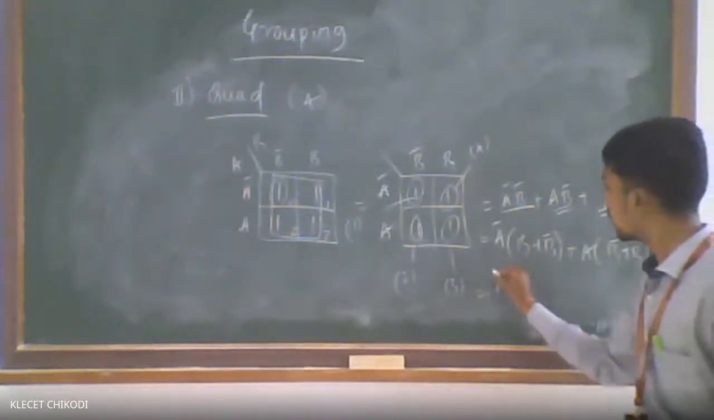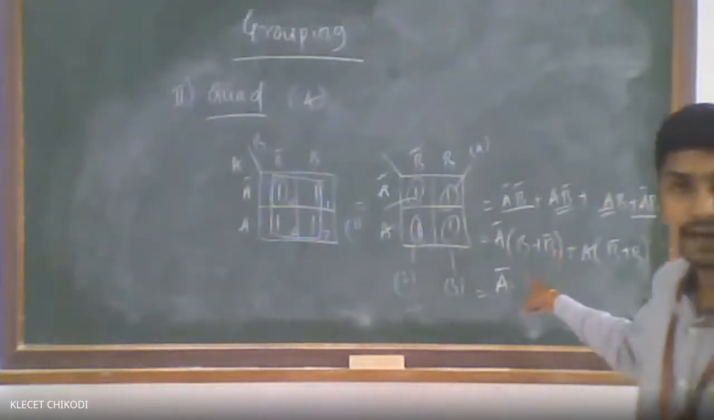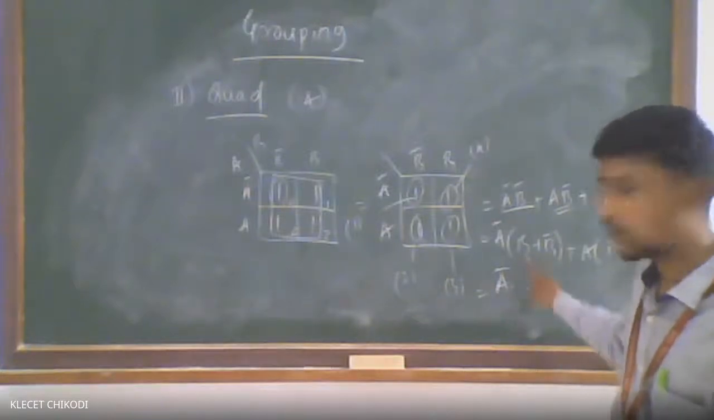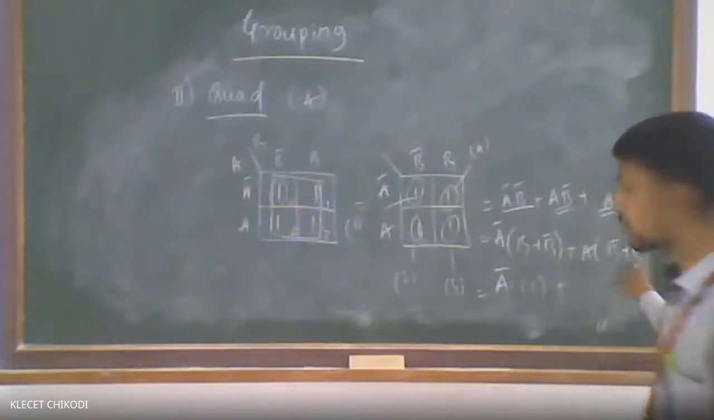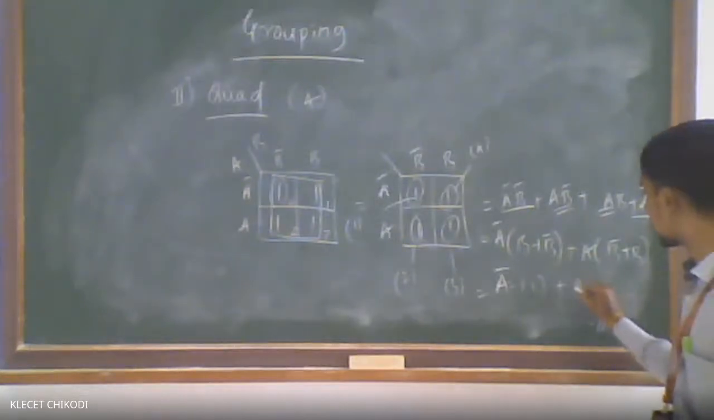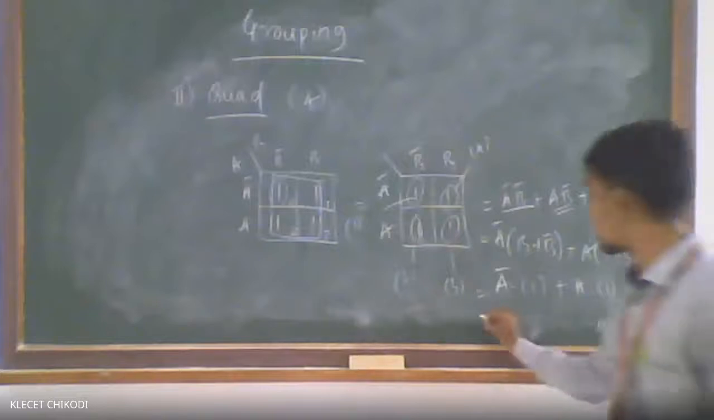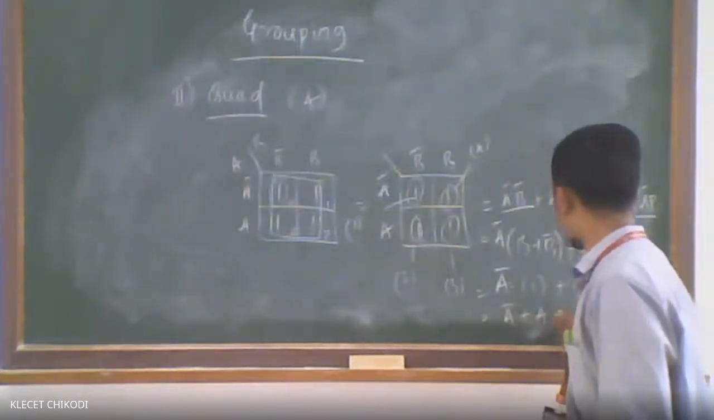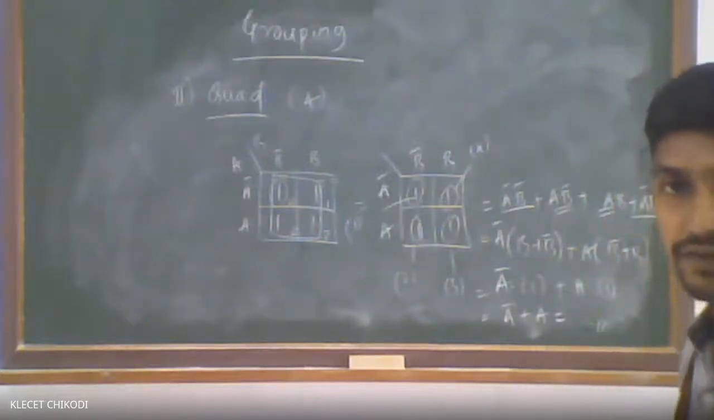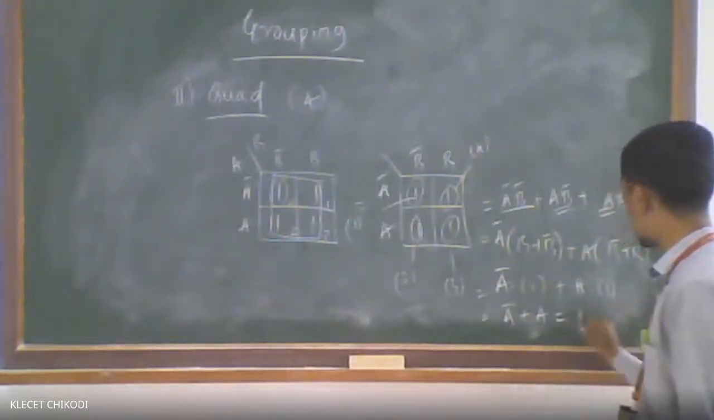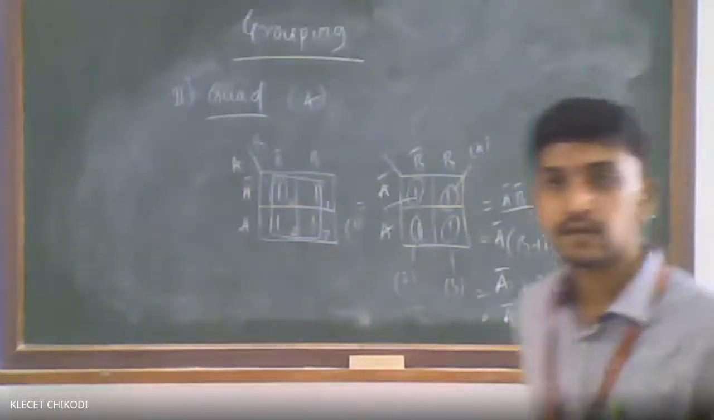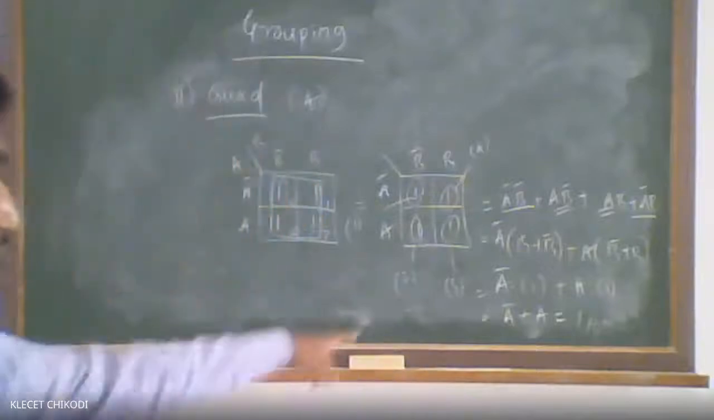So it will be A bar into B plus B bar. What is B plus B bar here? 1. Again A into B plus B bar only. Again it is 1. A into 1. So finally it will be A bar plus A. Once again A bar plus A is equal to 1. Fine. So this is how we are getting the final value as 1 here. This is how we have written the final value as 1 there.